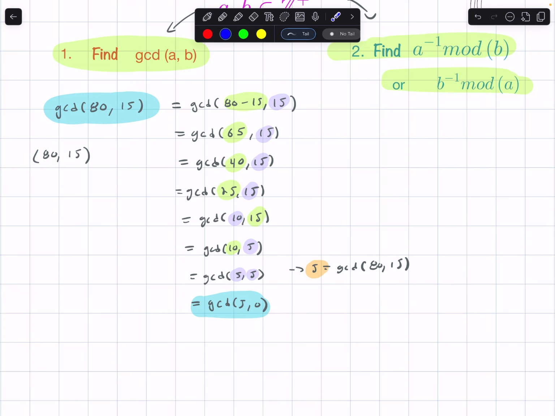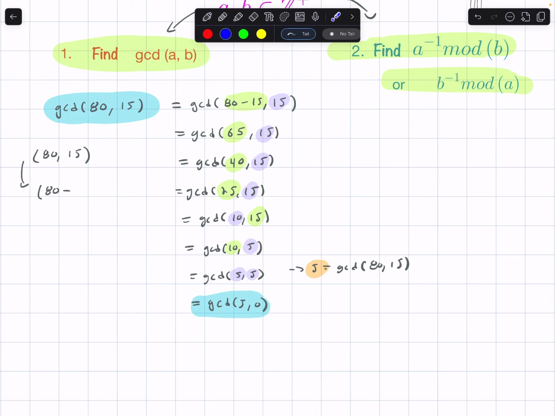But you might have noticed that subtracting 15 repeatedly, one at a time, doesn't make a lot of sense, right? I could have skipped this. I could have done these subtractions all at once. I could have subtracted any multiple of 15 from 80. It's actually true that the GCD of 80 and 15 is going to be the same as the GCD of 80 minus any multiple of 15.